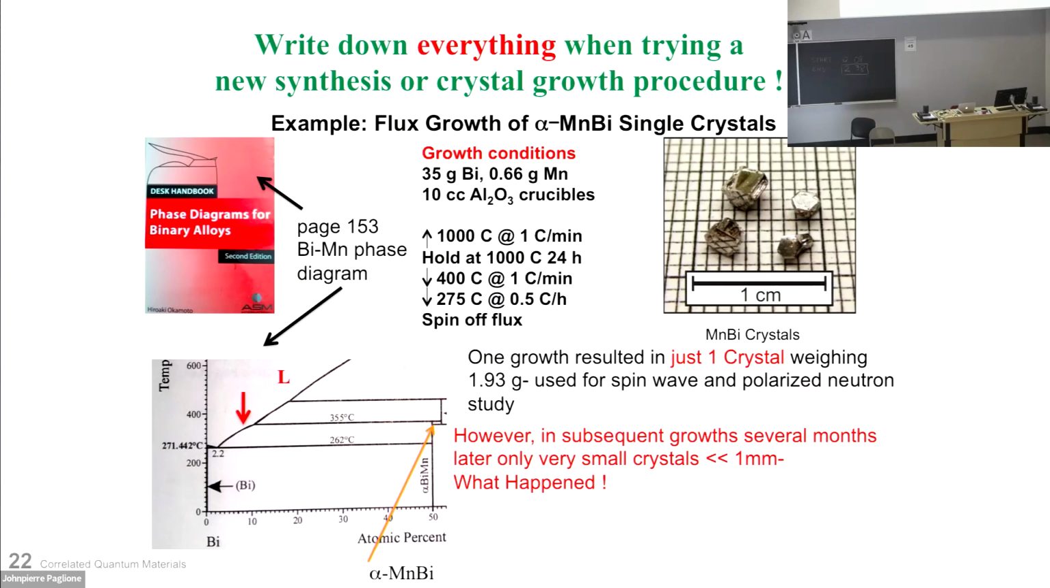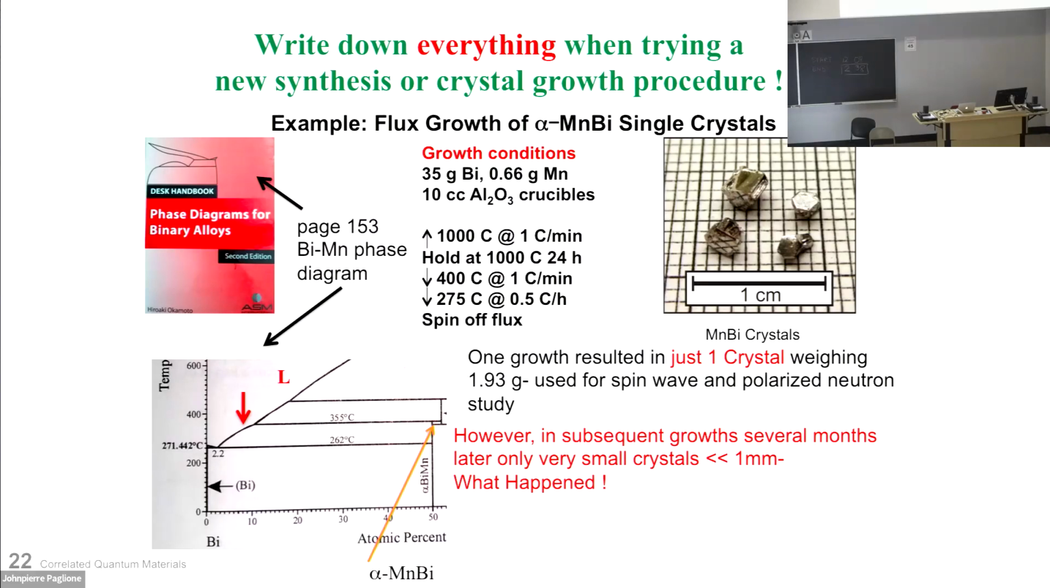And so the first few grows, I got really nice crystals. These are several millimeters on the side, which is much larger by a couple orders of magnitude than what had been reported in the literature previously. And one growth resulted in one crystal which went all the way across this 10 cc aluminum crucible. It had a weight of about 1.9 grams, and this was used for a spin wave and polarized neutron study to map out magnetism.